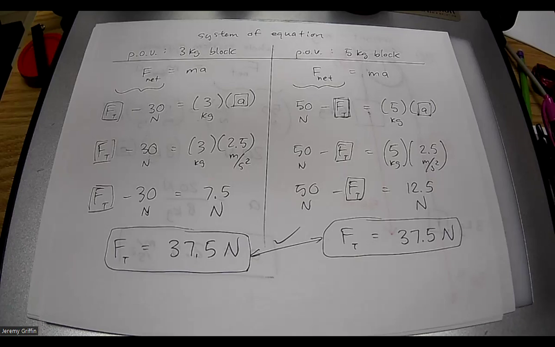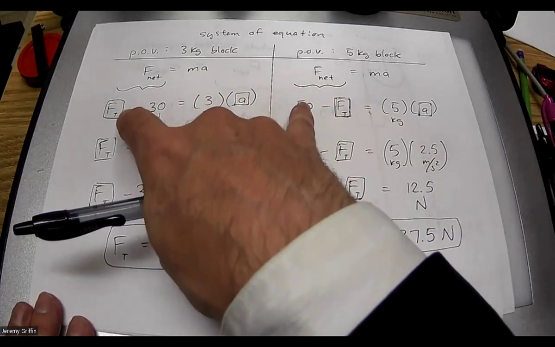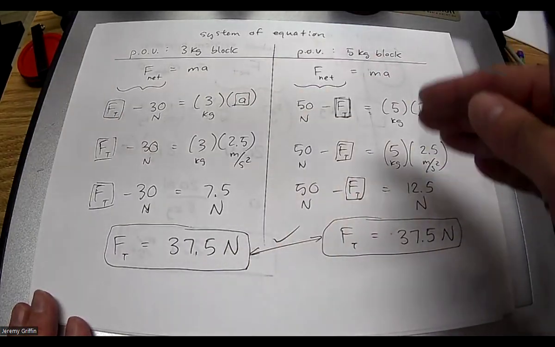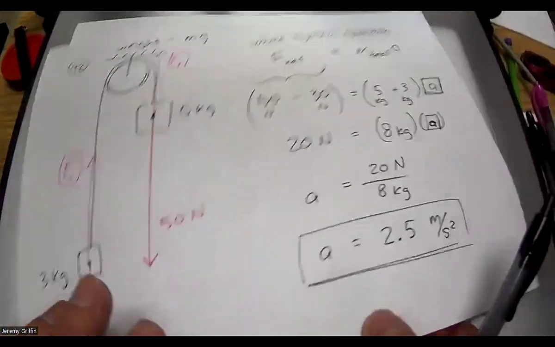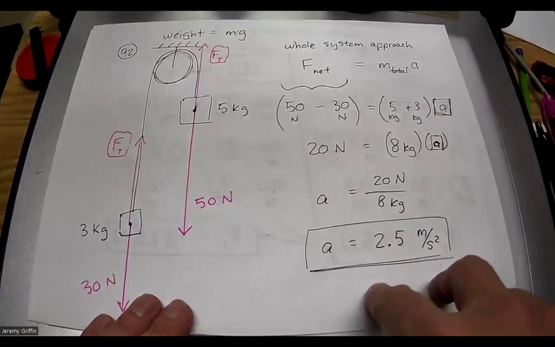All right. So while you guys are trying to write that, just for recap, review. Two approaches to solve these classic Atwoods. You could set up a system of equations, look at each block individually, two equations, two unknowns. You could do a substitution method, which I did not do here, because instead I picked the other method, which is I did a whole system approach.